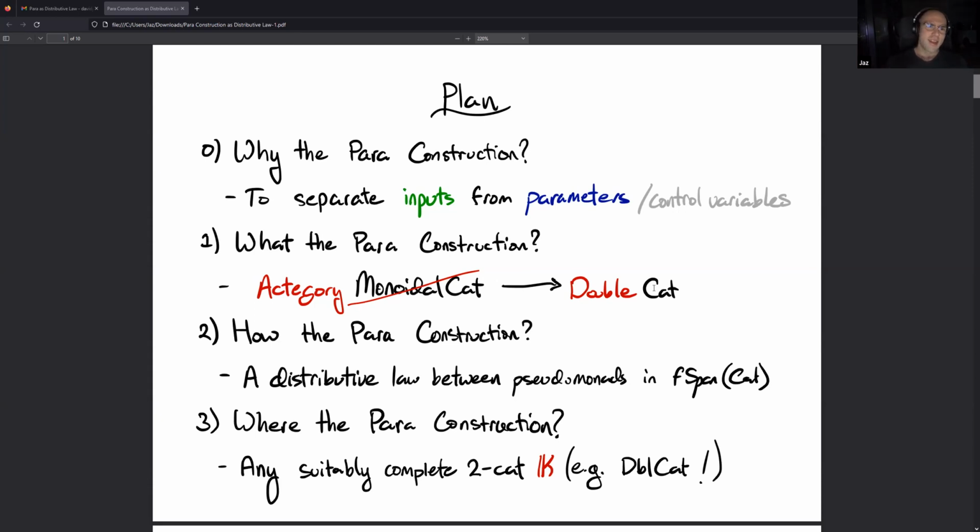And so the observant of you might notice that there's one W word missing from this, which is "when" the paraconstruction. The answer is not yet. This is work in progress.